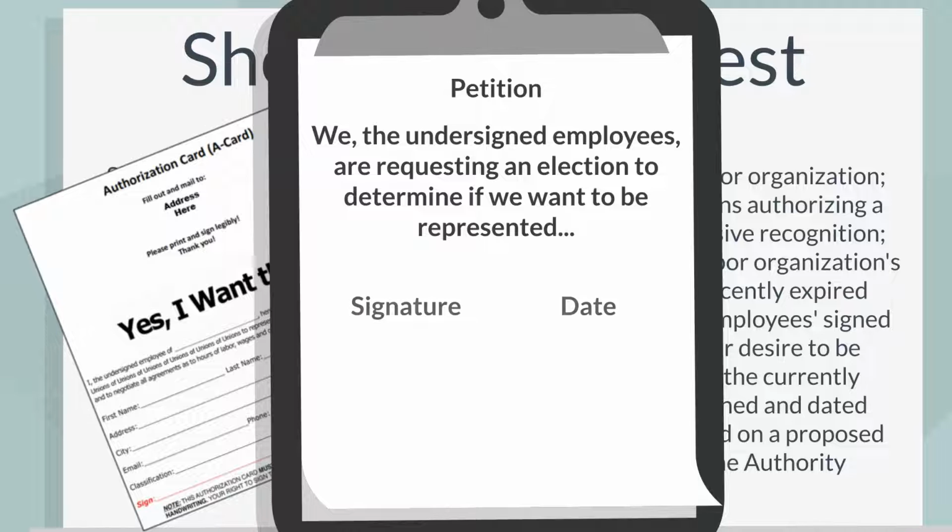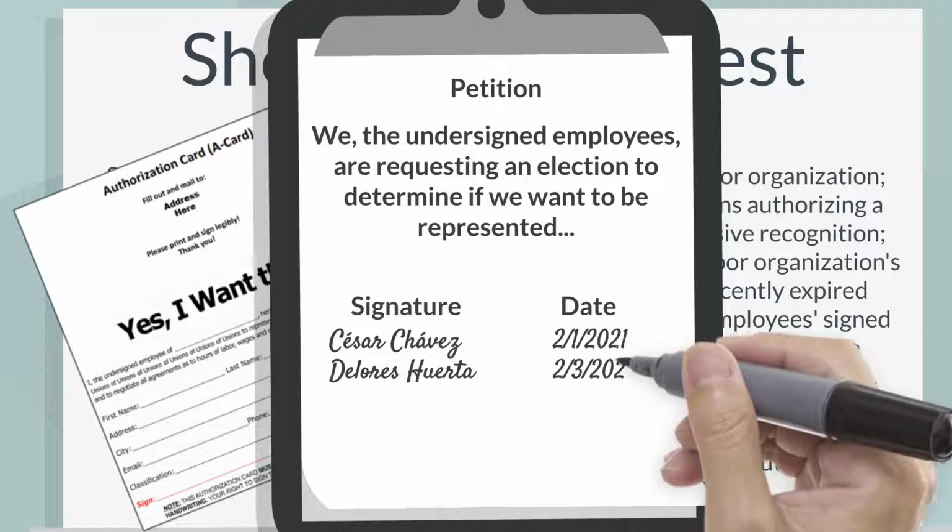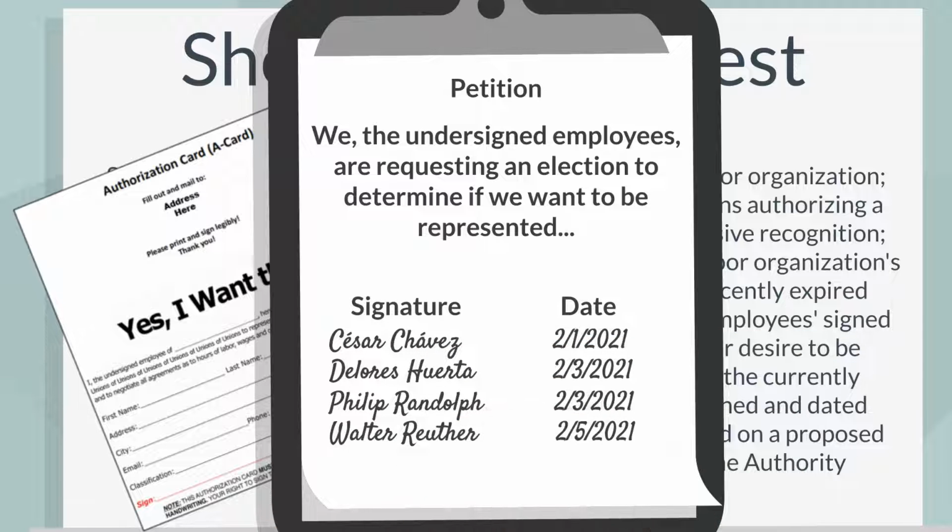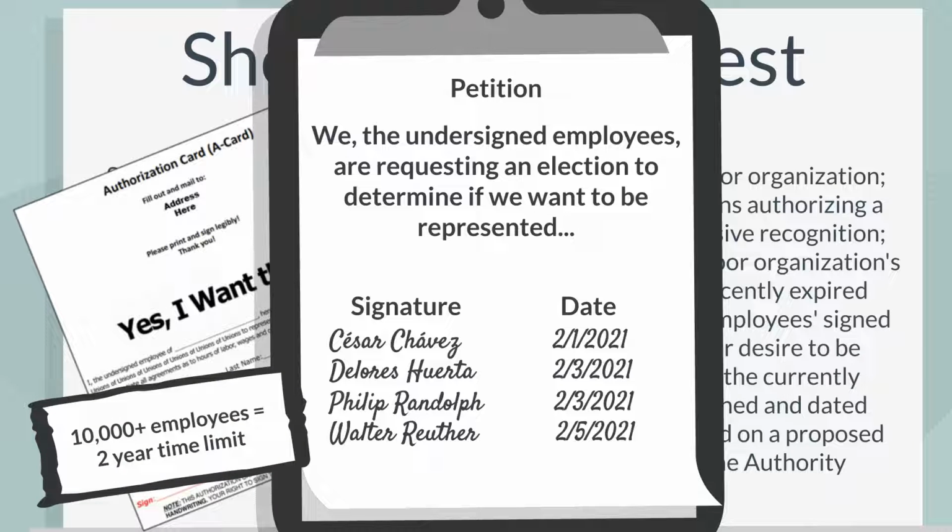Just remember, whatever you use, it must be signed and dated by the employee within a year of filing, unless the election includes more than 10,000 employees, in which case there is a 2-year time limit. Electronic signatures are not allowed. However, the FLRA accepts scanned documents with actual signatures.